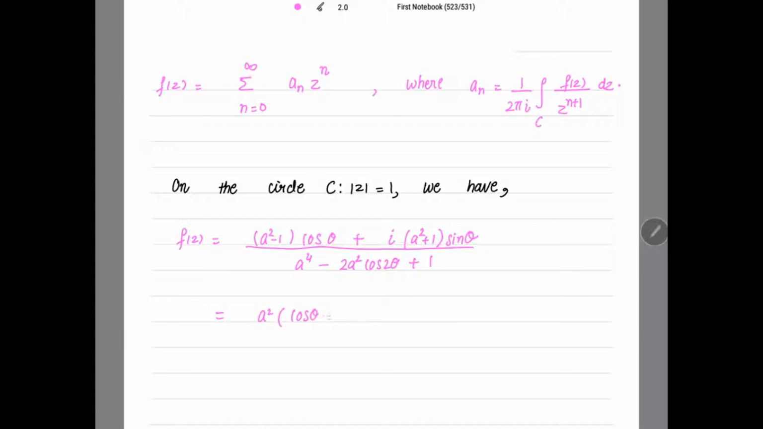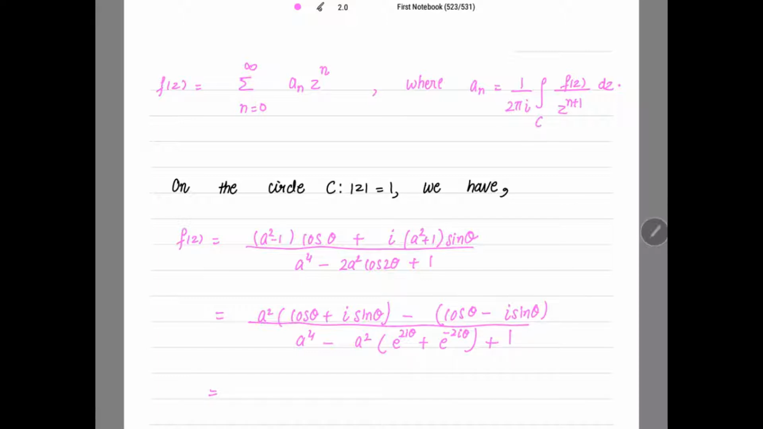Fine. In the next step, let's take a² common. A² (cos θ + i sin θ) minus (cos θ − i sin θ) over this denominator, a⁴ minus a². Now what is 2 cos 2θ? This is equal to e^(2iθ) + e^(−2iθ). This is the formula, plus 1.